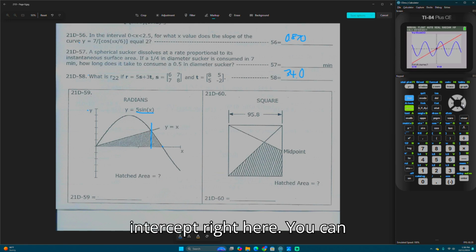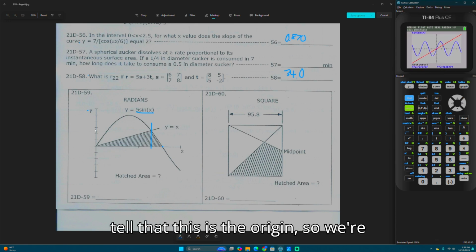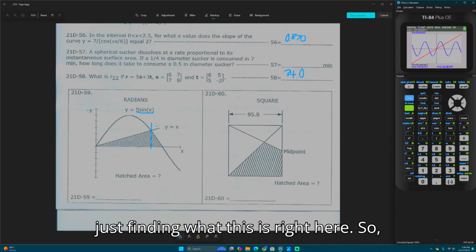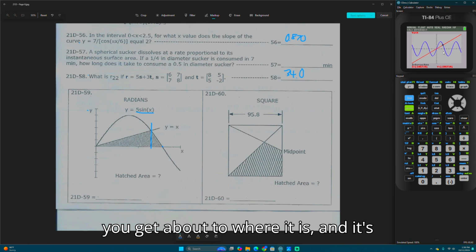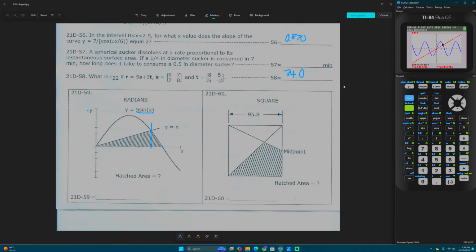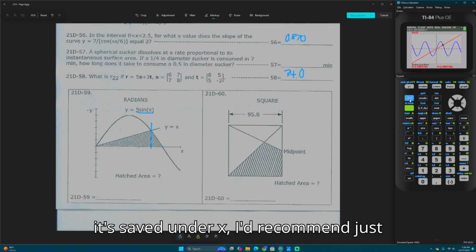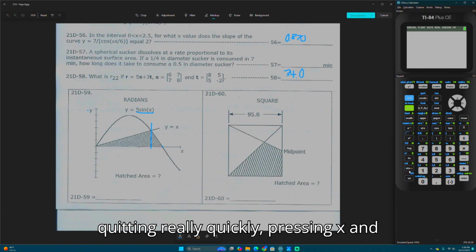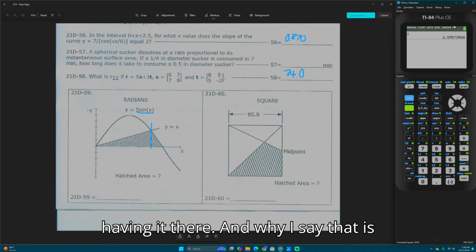And you're going to calculate the intercept right here, because we can tell that this is the origin. So we're just finding what this is right here. You get about to where it is, and it's 2.595. So it's saved under X. I'd recommend just quitting really quickly, pressing X, and having it there.